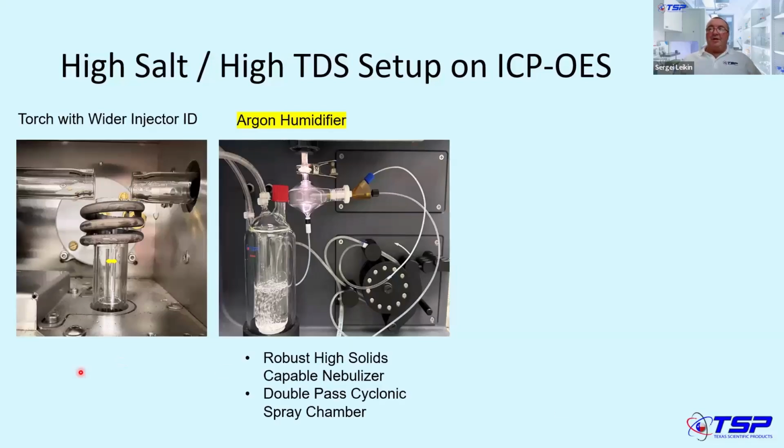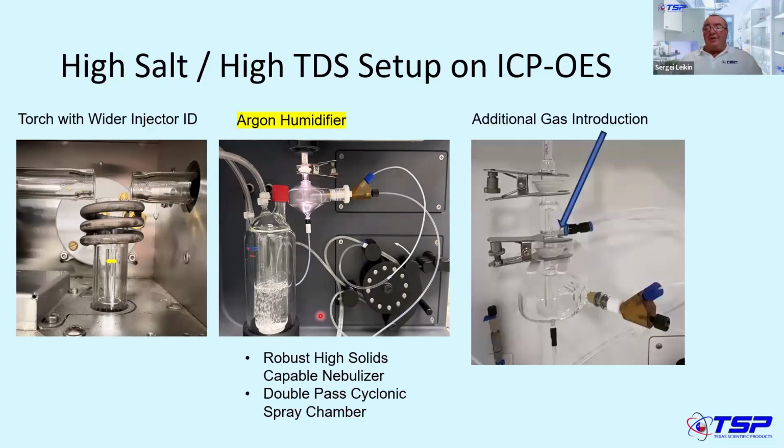And then, of course, you need to have a robust, high solids capable nebulizer, and again, a double cyclonic spray chamber, not a single pass, because with a lot of salt and sample load going to the plasma, your plasma may not get sustained and it will shut down on you. So that's why you need a double pass spray chamber.